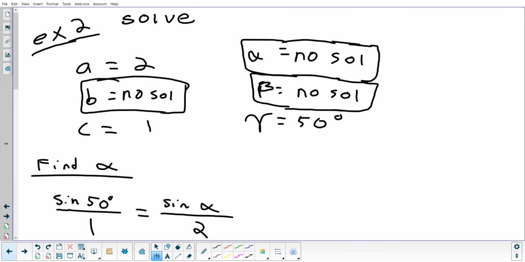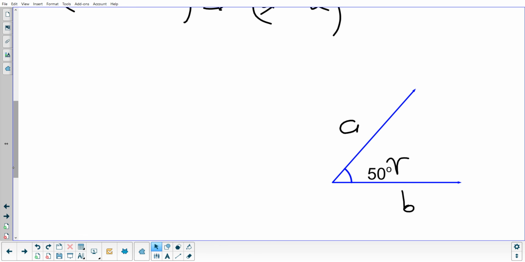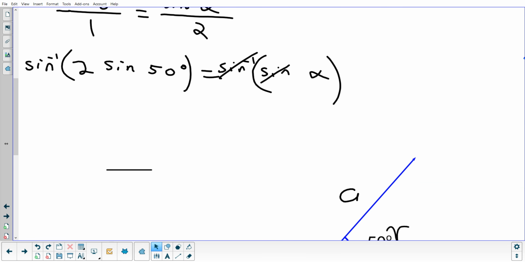Is it just going to be a 50-degree angle? So that would be part of it. What I've done here is I drew a 50-degree angle, and then we have a side that's 1. What's the other side? 2. An easy way to do that is just double the length of this. And now you have a side that's 1 and a side that's 2.